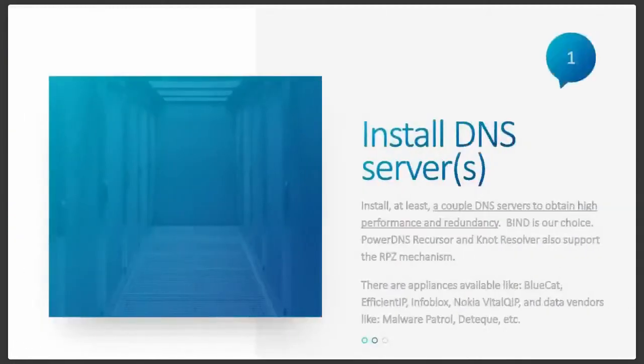So let's go install DNS servers. At Malware Patrol, we advise you to have multiple servers, so you have better performance and redundancy. Bind is our choice, although there are other DNS resolvers that provide the RPZ functionality like PowerDNS and others. There are also options out there for appliances that you can use. So there's no shortage of options, but we really advocate for Bind because it was the first one to implement it, and it's maintained by ISC, right?